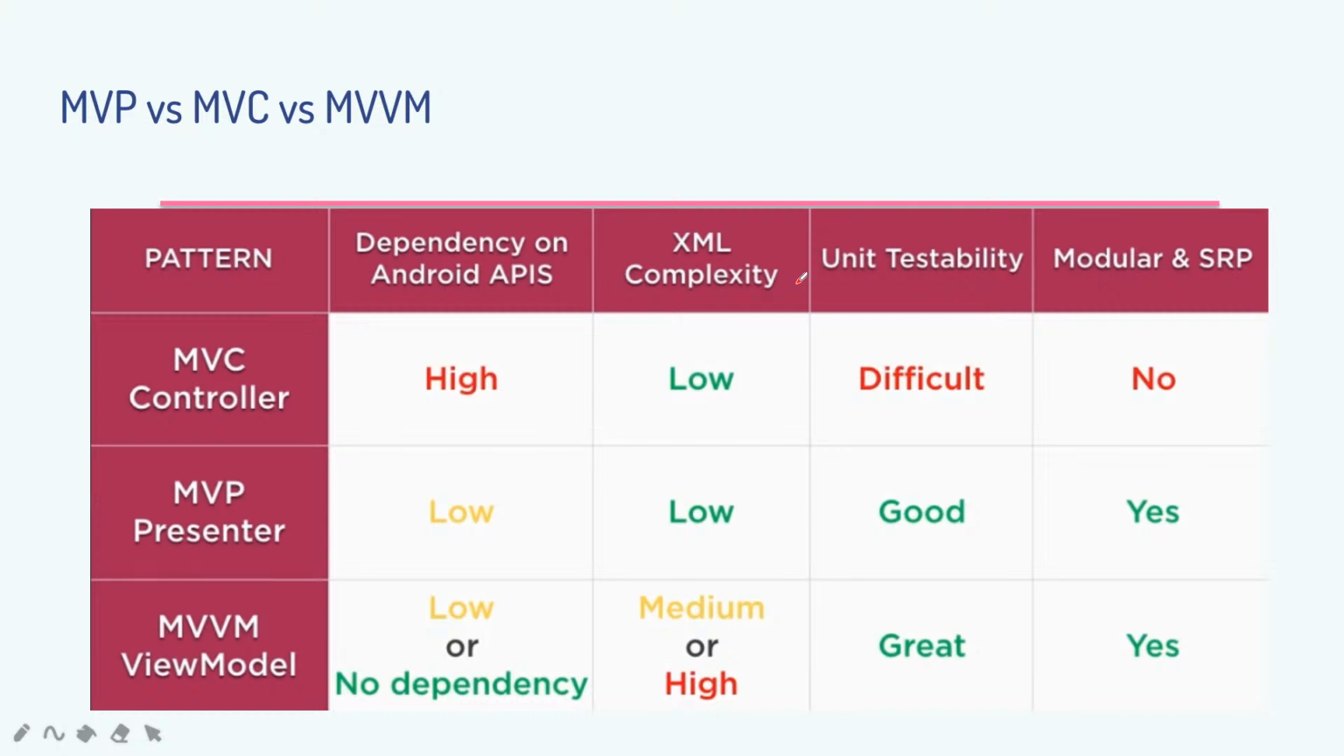So here high, low, difficult, unknown, low, based on the attributes it will change. But MVP is for the Kotlin language to develop an Android application. So all or everything is low, and then good, and then MVVM SRP is S. So this is the basic difference between MVP, MVC, and MVVM.